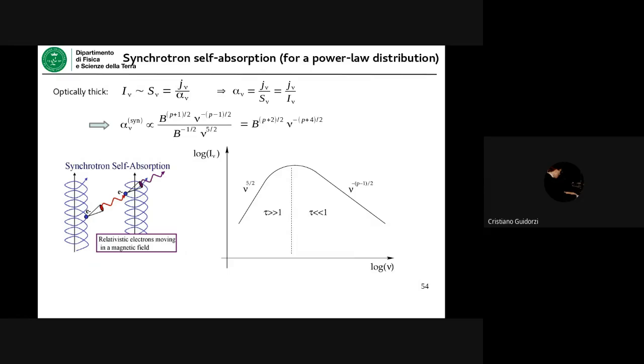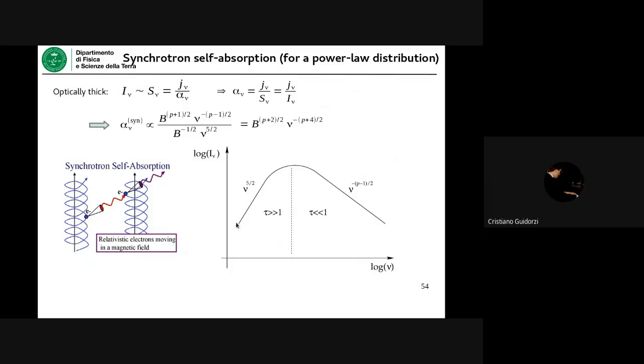So the overall spectrum of radiation, again, when you consider the two possible optical depths, you see that in the optically thin regime, I remind you, we are still considering a power-law distributed population of electrons, it is a power law with index (p minus 1) over 2. And in the optically thick regime, it is this guy here. It's a power law with index 5 over 2.